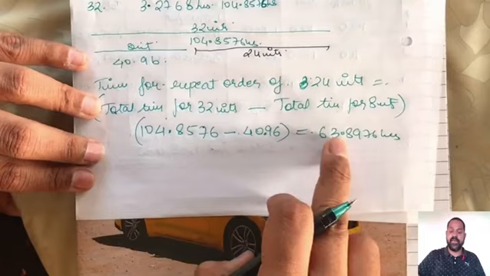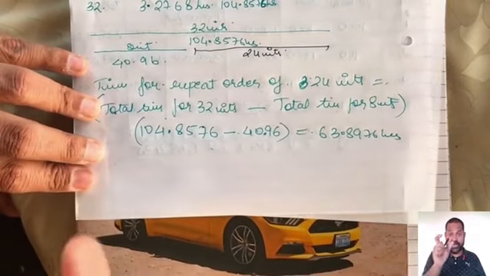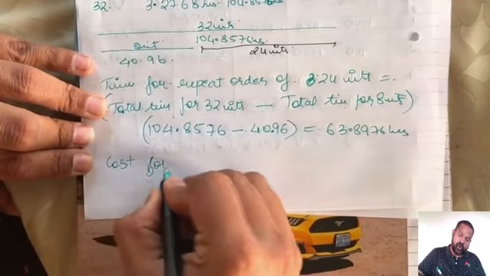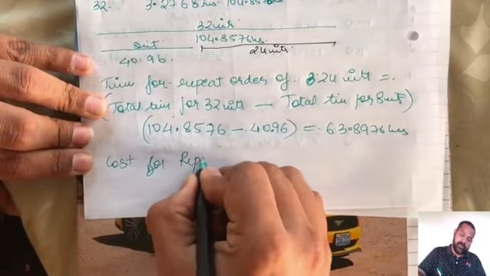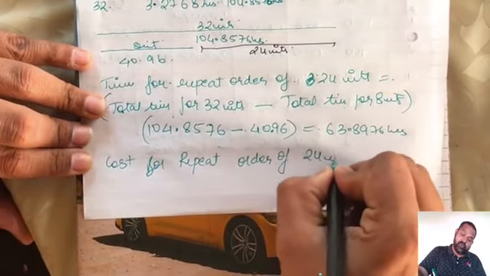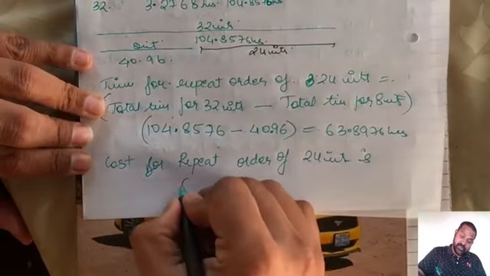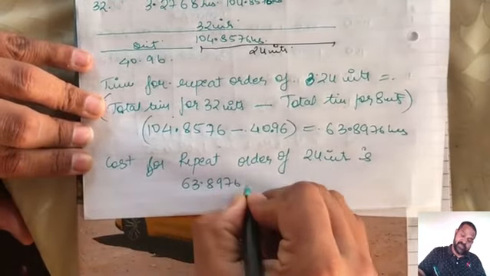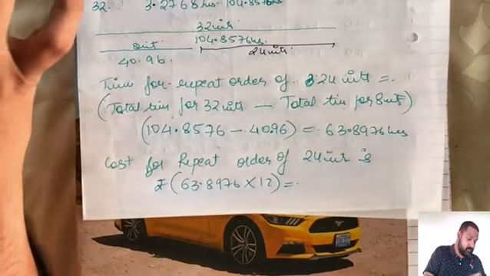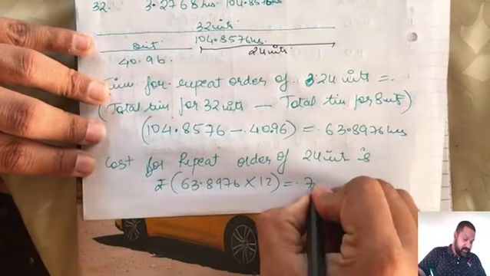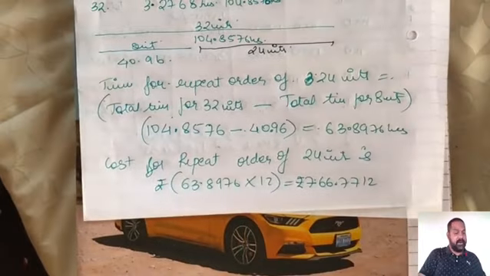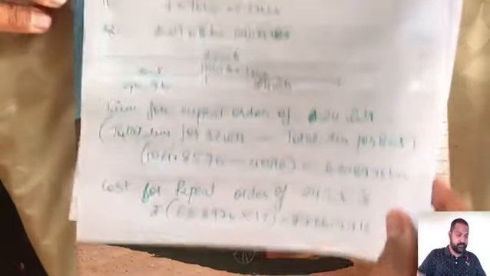If it took 63.8976 hours for that incremental 24 units, then the cost for the repeat order of 24 units is 63.8976 into 12, which is 766.7712 rupees.